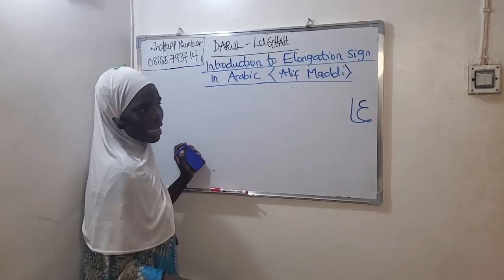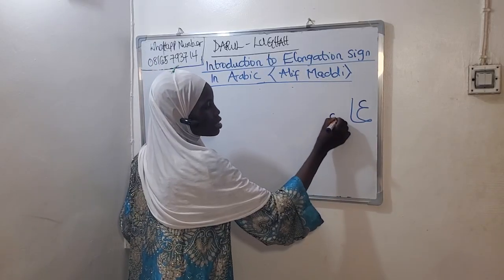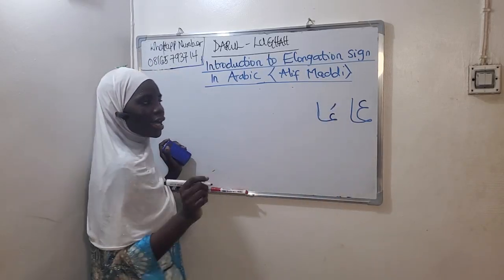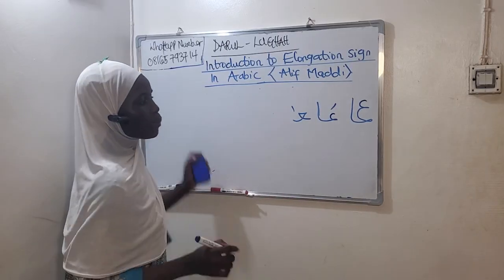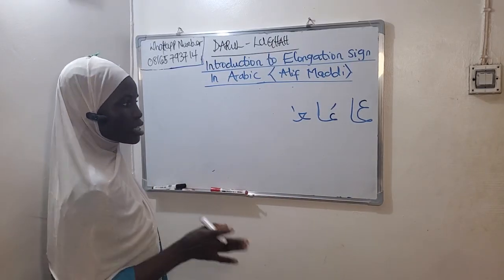Because it doesn't make any sense like this. So we write Ain Fatih Alif Maddi. We use this Ain Fatih Alif Maddi, or we can say Ain Fatih Alif Maddi like this. When you see it in the Quran, it depends on the location. I am going to use the Ain.